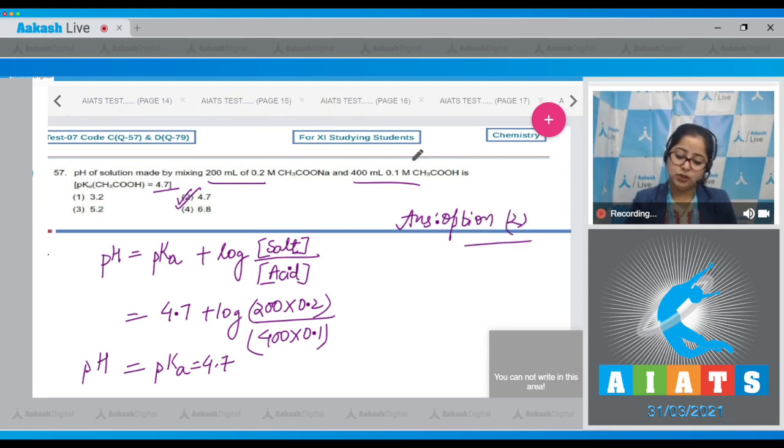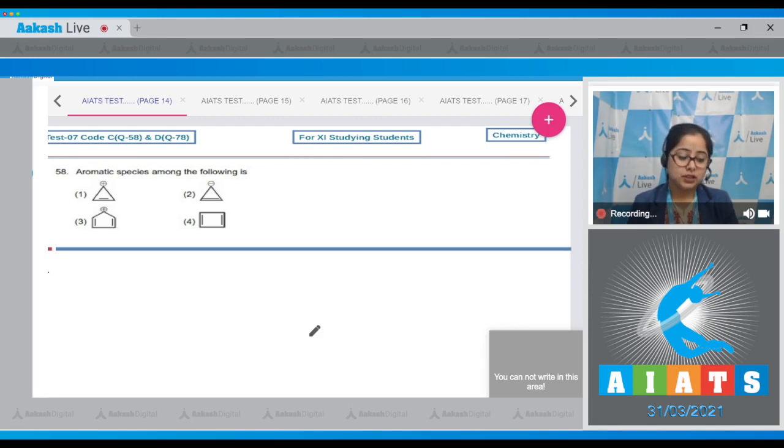Moving to the next question, which is question number 58. Let's read it. Aromatic species among the following is. Student, for this question, we need to know that for a compound to be aromatic, it should be cyclic, planar, follow Huckel rule, and the pi electrons must be in conjugation. So here we can see that in the first case, there are 2 pi electrons and all the electrons are in conjugation. So this species is aromatic in nature. That means the correct answer is option number 1.